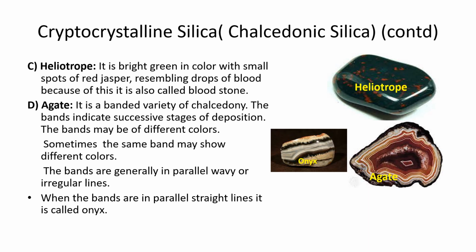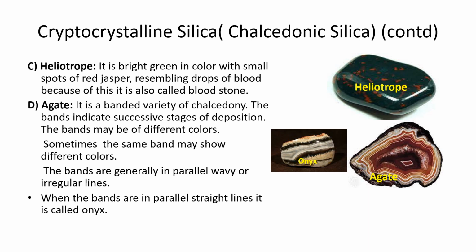Coming to heliotrope. Heliotrope is bright green in color, with small spots of red jasper, here you can see the spots, resembling drops of blood. Because of this, it is also called bloodstone. So heliotrope is also known as bloodstone.